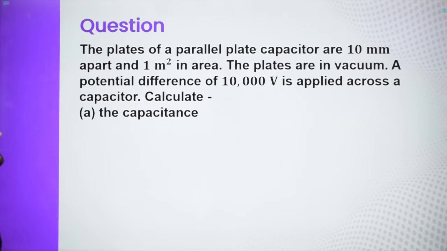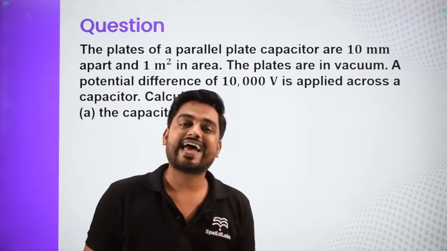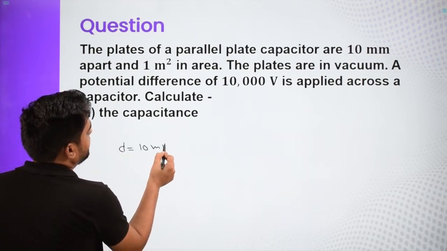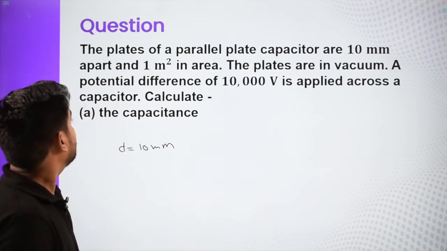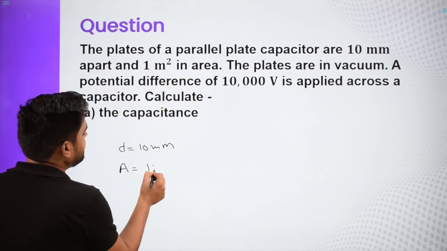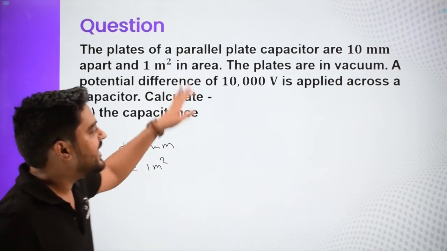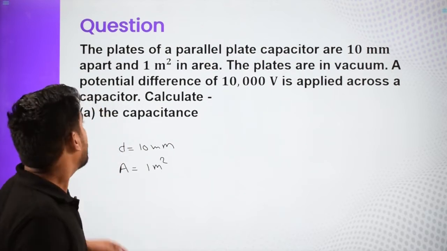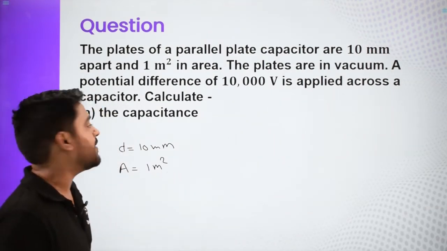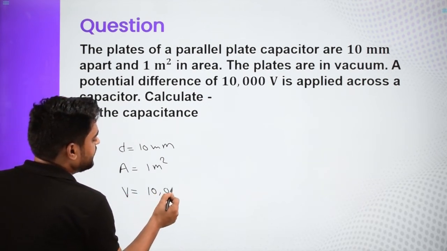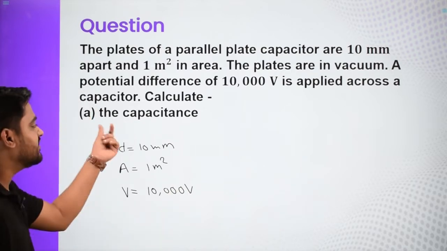Next is a question. This question says the plates of a parallel plate capacitor are 10 mm apart. So we know the distance is 10 mm. Then they say they are 1 meter square in area, so the area is 1 meter square. Now the plates are in vacuum, so we just have to use epsilon naught. A potential difference of 10,000 volt is applied across the capacitor, so V is 10,000 volts. Now we need to calculate the capacitance.